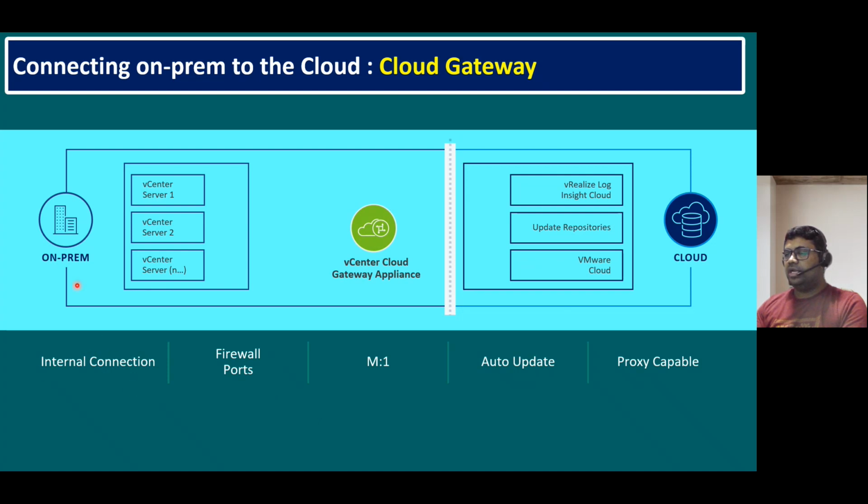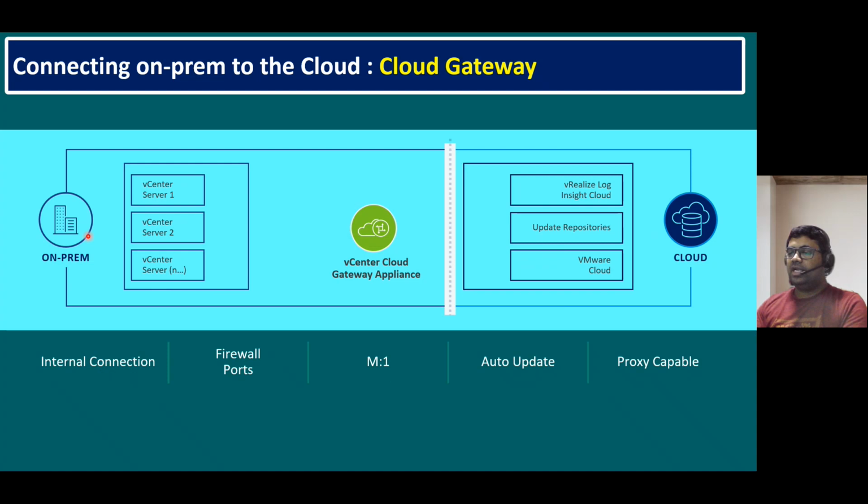within our internal connection, I have on-premises vCenter 1, vCenter 2, and until n. N means any number, so multiple vCenters. And we know the concept that we require a vCenter Cloud Gateway Appliance, but in the cloud, within our VMware Cloud, we have multiple features like VMware Cloud Console and Update Repository. That means it will provide lifecycle management, and vRealize Log Insight Cloud also comes with the VMware Cloud features. It will also provide auto update and is proxy capable.